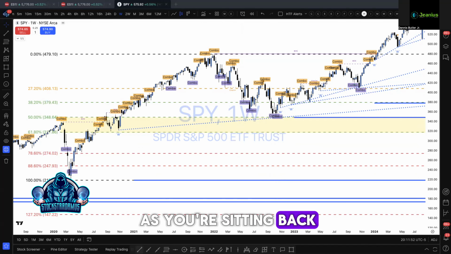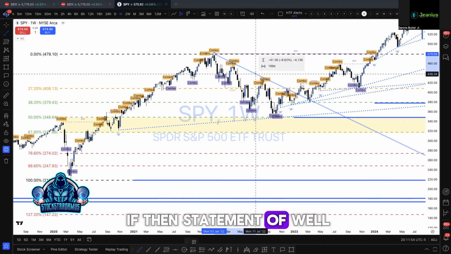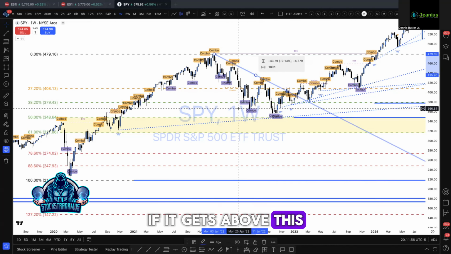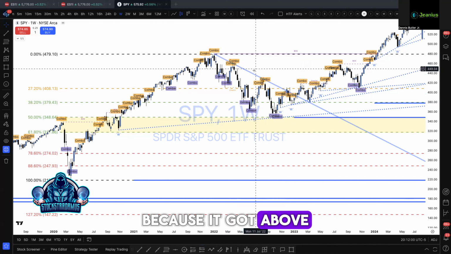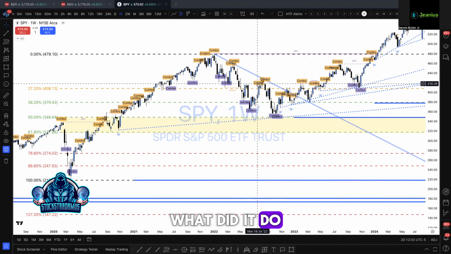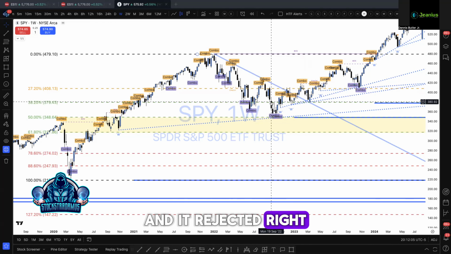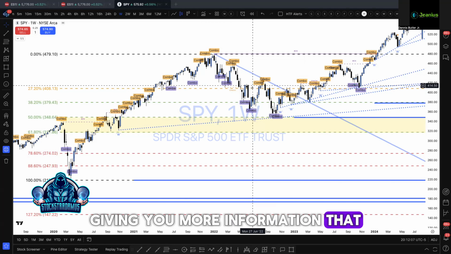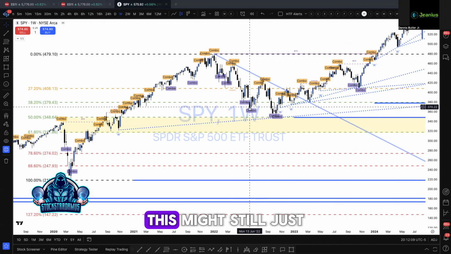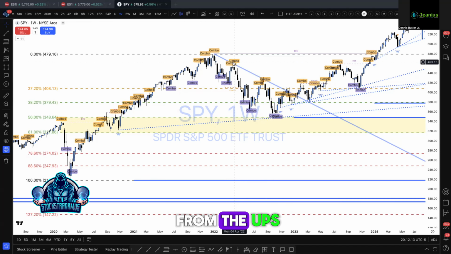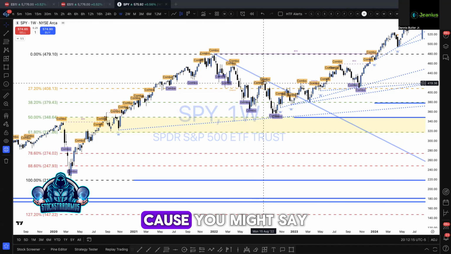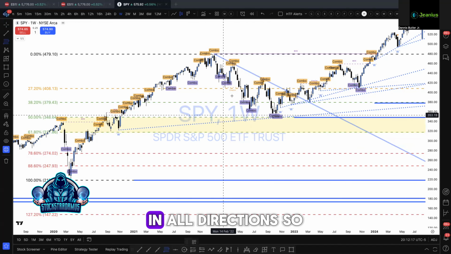But as you're sitting back and watching, you still have that if-then statement of, well, if it gets above this, I know that this entire drop is over with because it got above this trend line. What did it do? It printed combos and it rejected right off of this trend line, giving you more confirmation that even though it's pushing back up, this might still just be a pullback and retracement from the upside to the downside. Because remember I said you could use Fibonacci retracements in all directions.